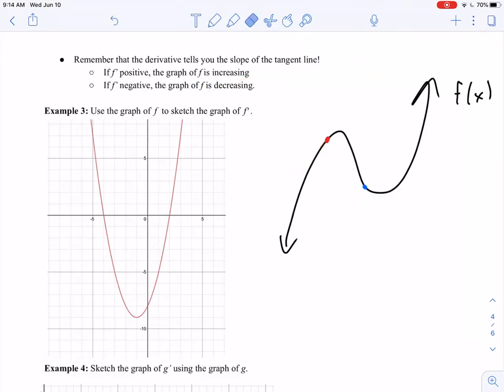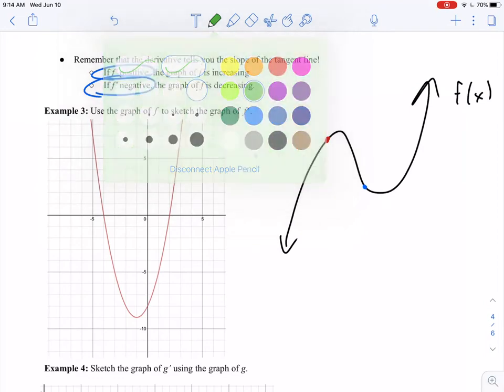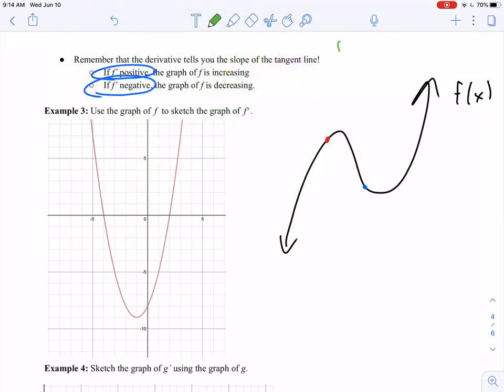We said, okay, this is what happens when f prime is positive. This is what happens when f prime is negative. What if f prime is 0? What does that look like? Well, if f prime is 0, it can't be increasing, because then the derivative would be positive. 0 is not a positive number. The graph of f can't be decreasing, because then f prime would be negative, and 0 is not a negative number. 0 is neither positive nor negative.